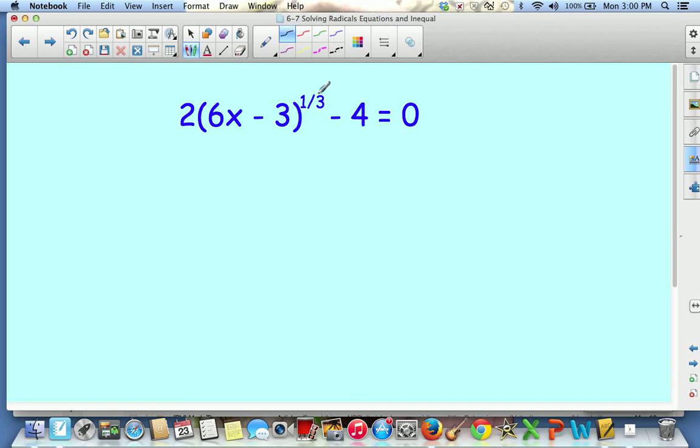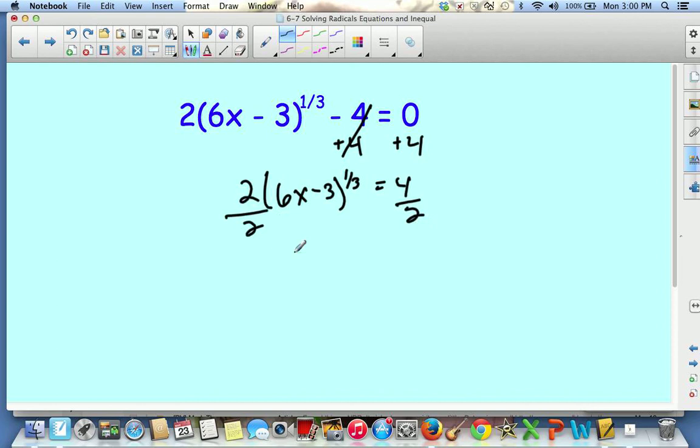All right, so now we have a cube root, or to the 1/3 power. And so the opposite of taking something to the 1/3 power would be to take it to the 3rd power. So that's exactly what we're going to do. So let's go ahead and add 4. Again, we're working outside in. So then we have 2 times (6x minus 3) to the 1/3 equals 4. I'm going to divide by 2, divide by 2. So we have (6x minus 3) to the 1/3 equals 2.